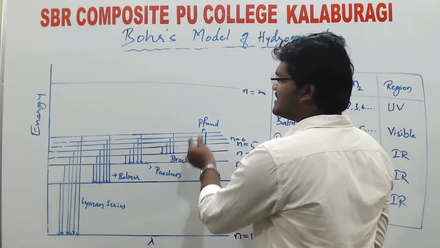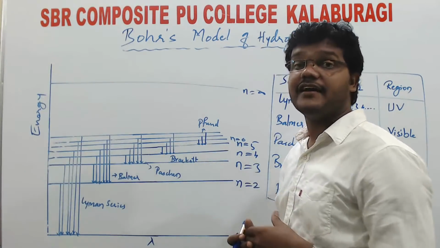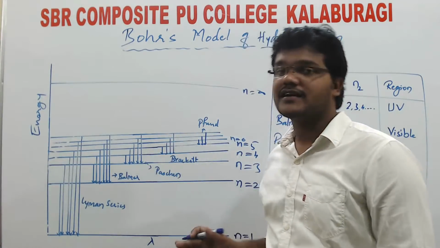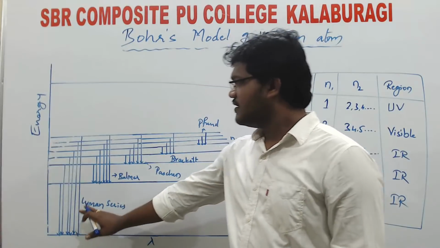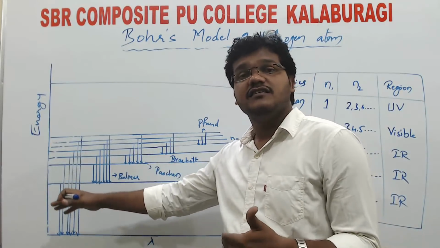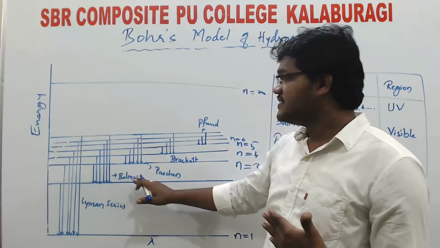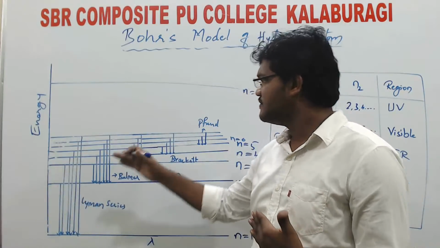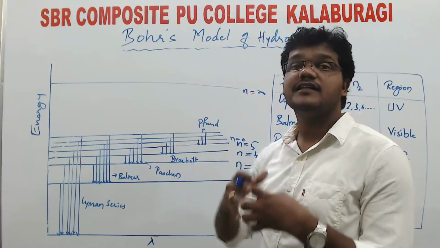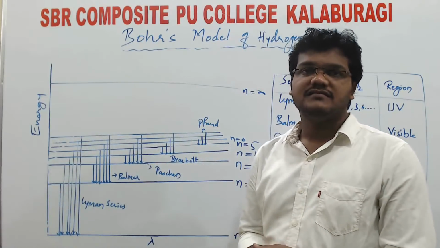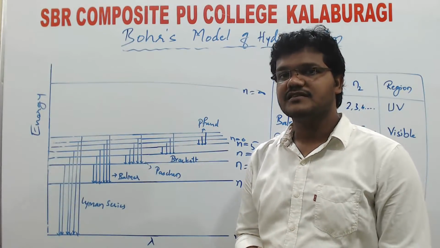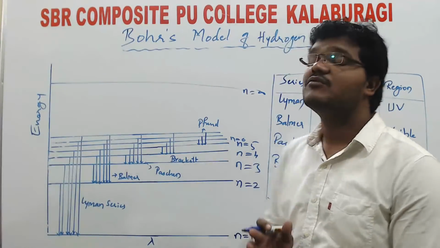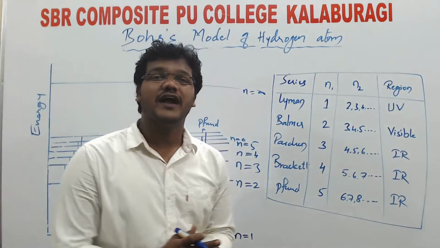Paschen, Brackett, and Pfund series are different. He even decided, based on the wavelength of those spectral lines, that the Lyman series falls in the UV (ultraviolet) region. The Balmer series falls in the visible region. Similarly, Paschen, Brackett and Pfund fall in the infrared region, based on their wavelength and frequency. Clear? So this is about Bohr's model of atom.